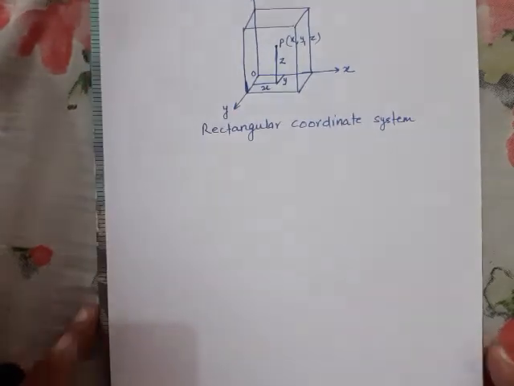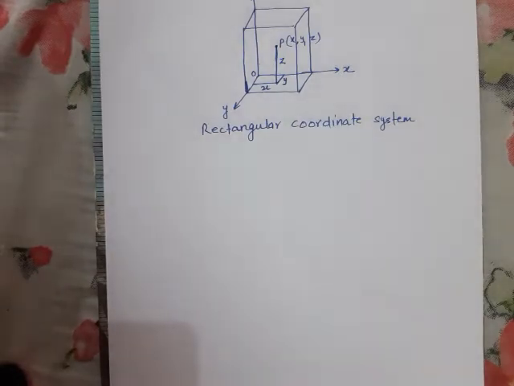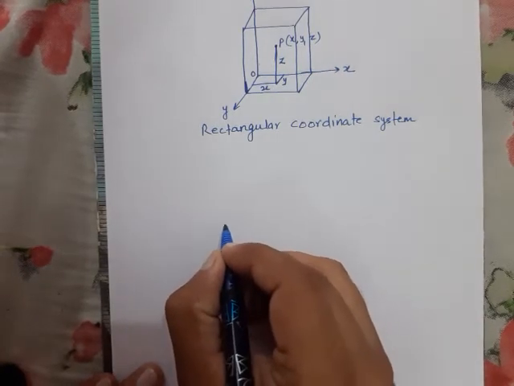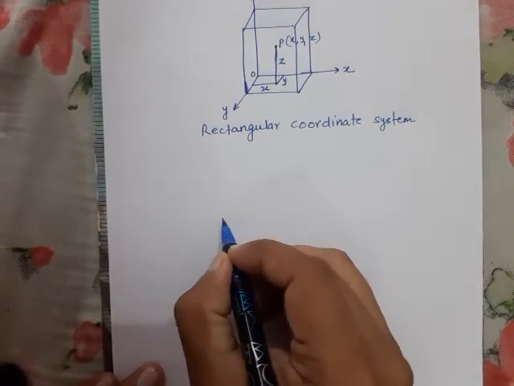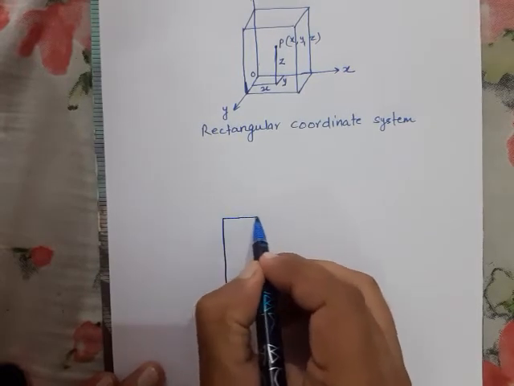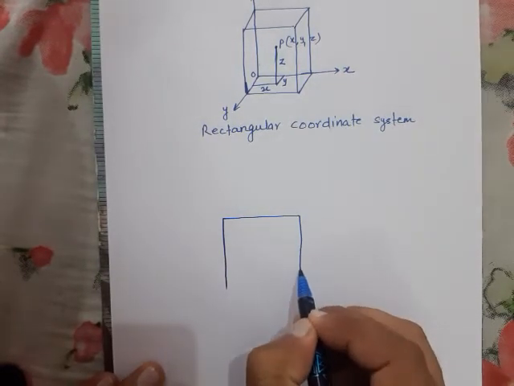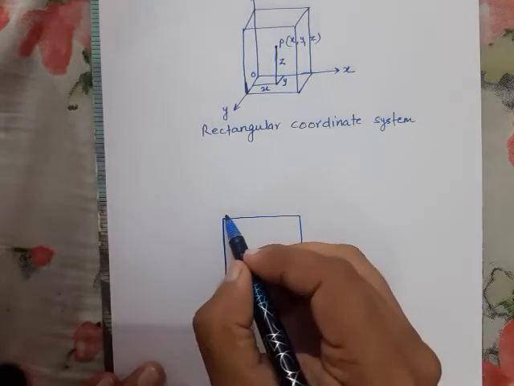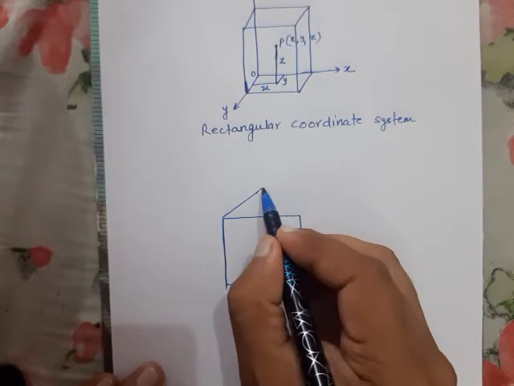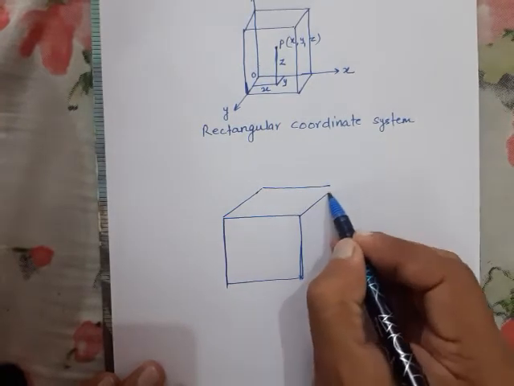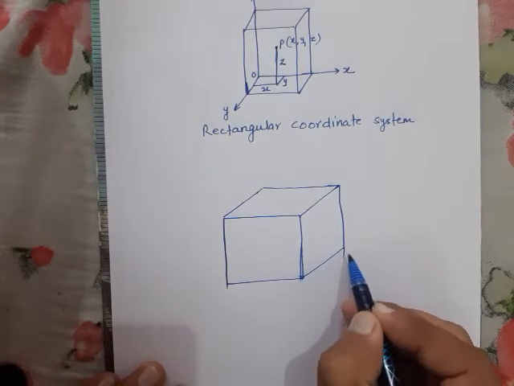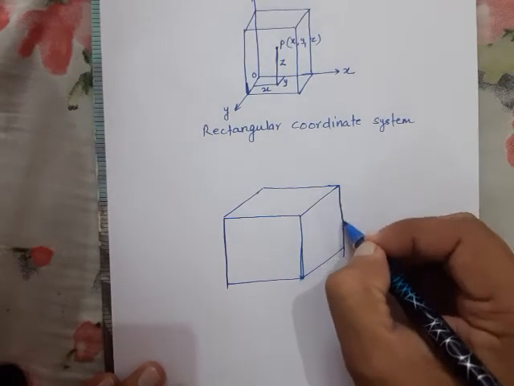Now, if I want to derive the generalized heat conduction equation in rectangular coordinates, then I need to consider a rectangular volume element of a material or a medium. This is the rectangular volume element I am going to consider. Please note, to derive the generalized heat conduction equation in rectangular coordinates, I need to consider a rectangular volume element as shown in the figure.